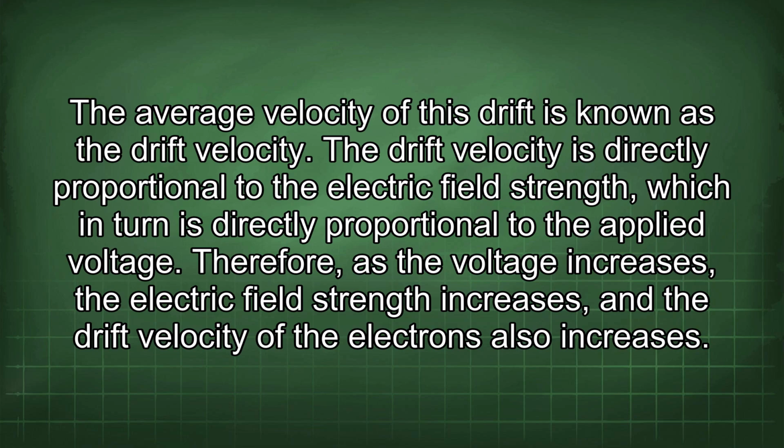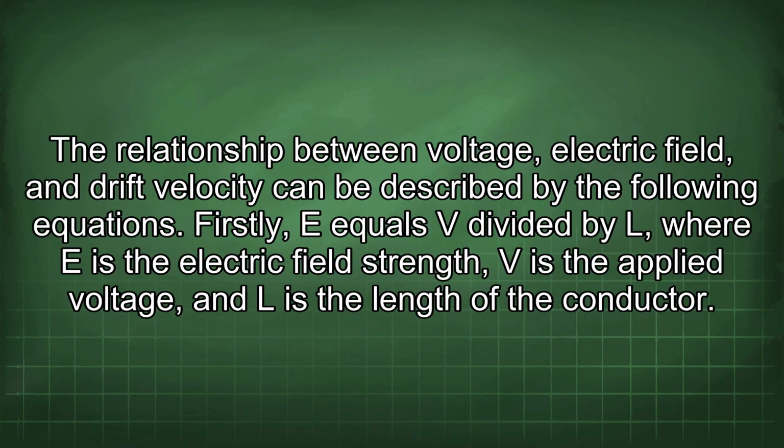The drift velocity is directly proportional to the electric field strength, which in turn is directly proportional to the applied voltage. Therefore, as the voltage increases, the electric field strength increases, and the drift velocity of the electrons also increases. The relationship between voltage, electric field, and drift velocity can be described by the following equations. Firstly, E equals V divided by L, where E is the electric field strength, V is the applied voltage, and L is the length of the conductor.